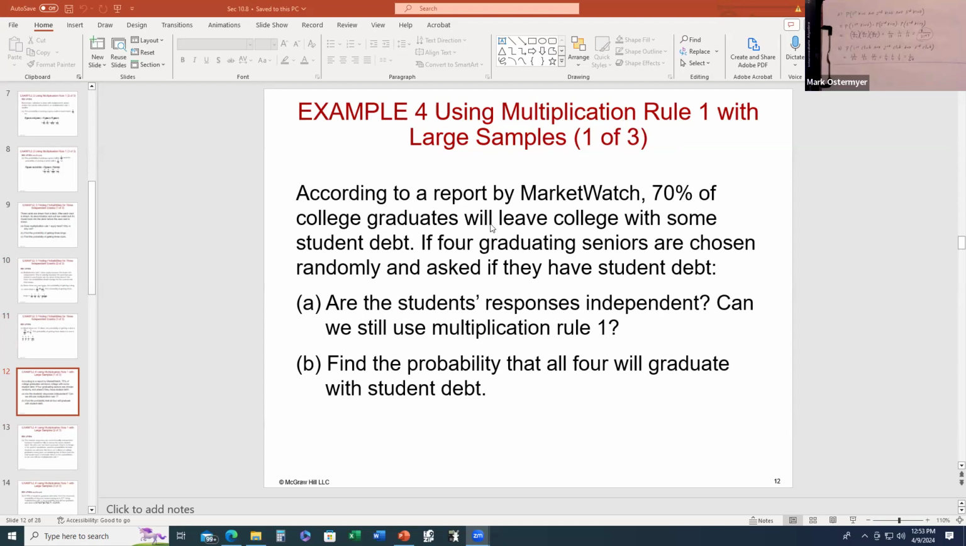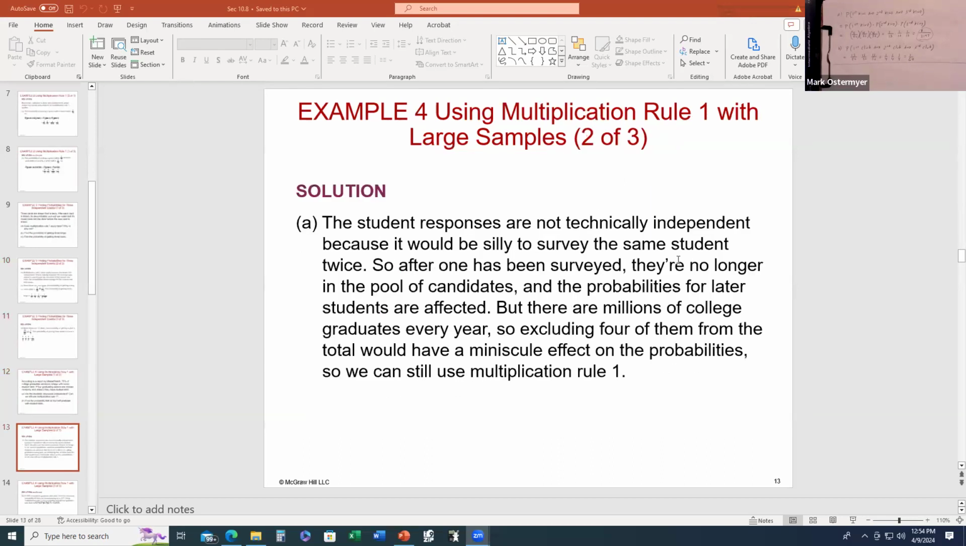This is just saying that if you pull a sample from a very large population, then your sample is considered to be independent, an independent sample. All right.